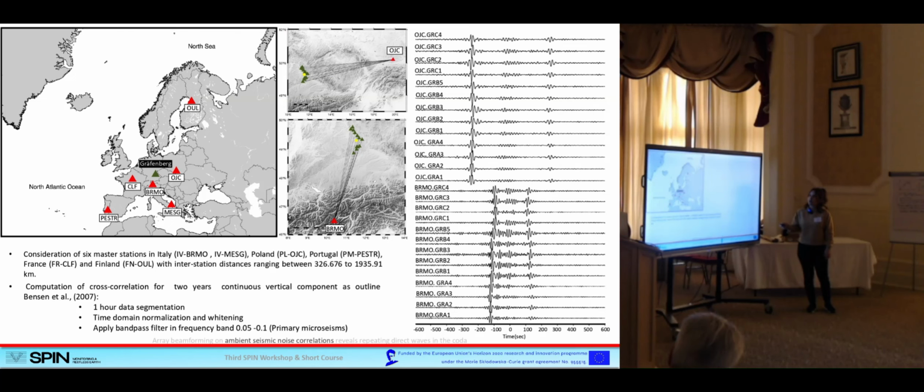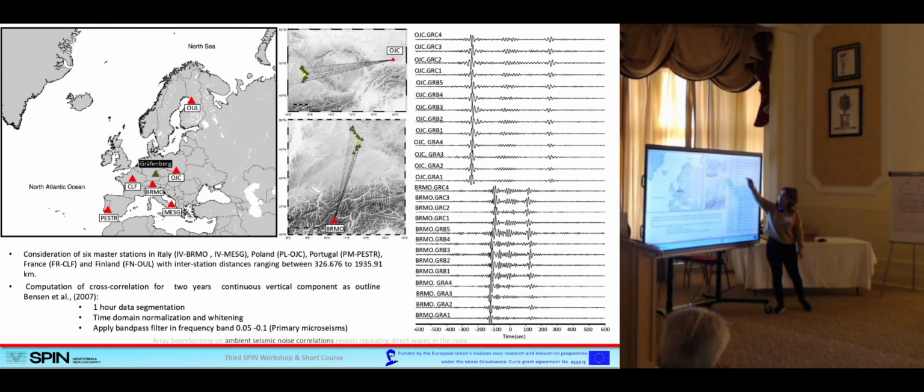For the data preparation, we consider 2 years of continuous recorded wave fields throughout the Gräfenberg array in Germany and several master stations throughout Europe with different ranges of interstation distance from 300 to 2,000 kilometers. For retrieving the reference cross-correlation signals, we follow the basic and common technique as outlined by Bensen 2007. You see the location of the two master stations, OJC in Poland and BRMO in Italy, towards the seismic arrays, and also the retrieved signals regarding the primary frequency band.